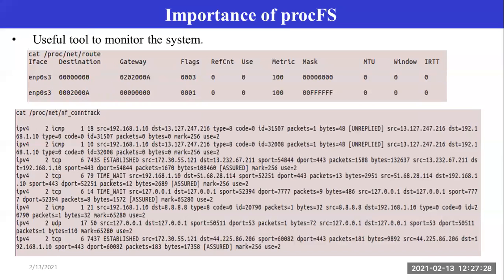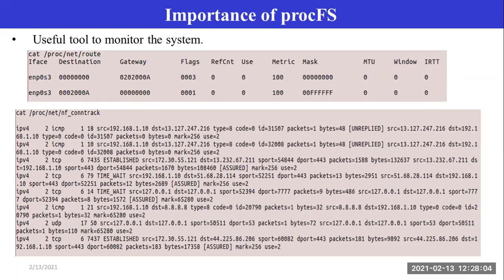Similarly, what is the route information of your system? That you can check through /proc/net/route. There is a lot of information available in /proc/net. I will show you on my laptop, but I've just taken a few screenshots from my devices. Here is one example, cat /proc/net/route. So what is the route information available in your system?